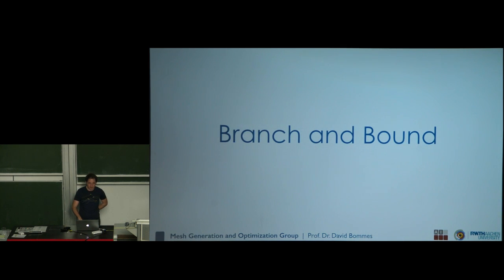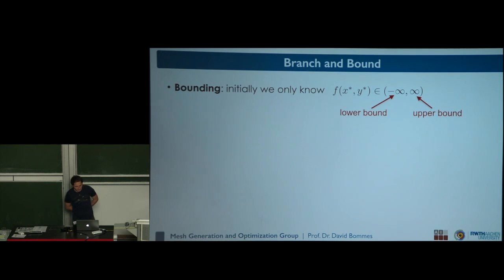How can we do this? By solving a series of continuous problems. So the most prominent class of algorithm for this is branch and bound. And the main idea is that we say, okay, initially we don't know anything, but then we want to compute a lower bound of our optimal solution and an upper bound, and then we want to increase the lower bound and decrease the upper bound until they get equal, and we can prove that it bounds the optimum.